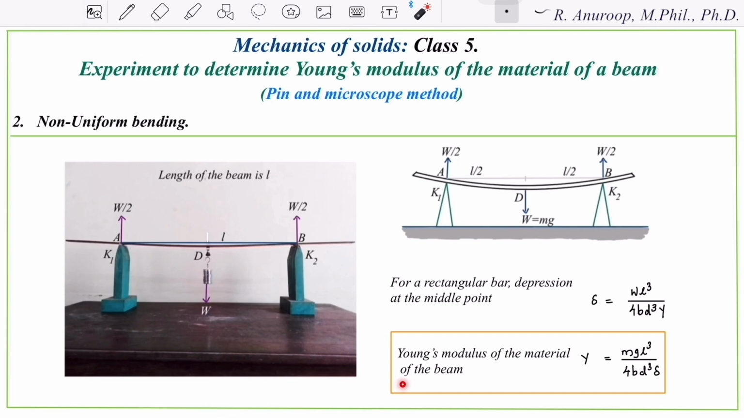In the present experiment, we will determine the depression at the middle point, delta, using a traveling microscope. Once we know delta, we can calculate the Young's modulus Y using the formula mgL cube divided by 4BD cube delta, where delta is the depression at the middle point that we can determine using a traveling microscope.